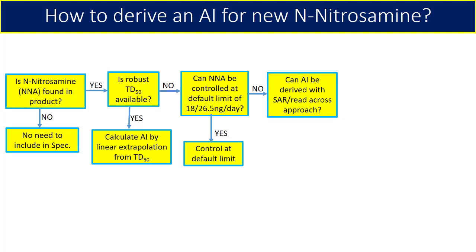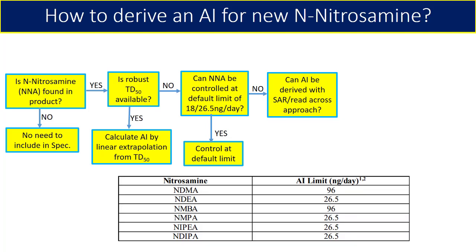Now, this approach is well explained by US FDA and EMA, by both the regulators. And if you want to have some information about that, just look into the US FDA and EMA nitrosamine guidelines, and you will find that there are a number of examples where the SAR or read across approach is used. For example, in the given table, you will find the limit for NDMA as 96 nanogram per day. I mean, the acceptable intake for NDMA is 96 nanogram per day.